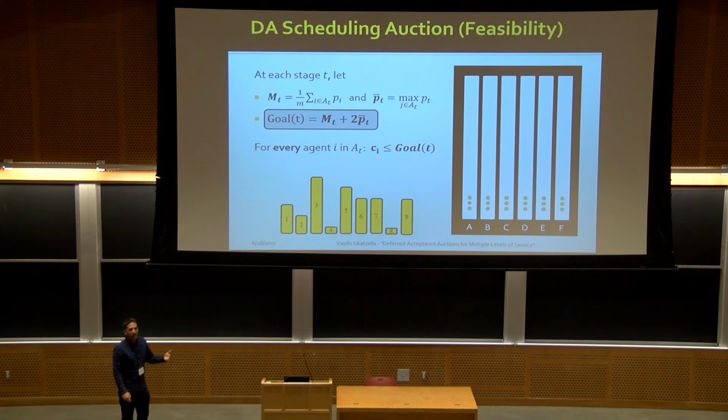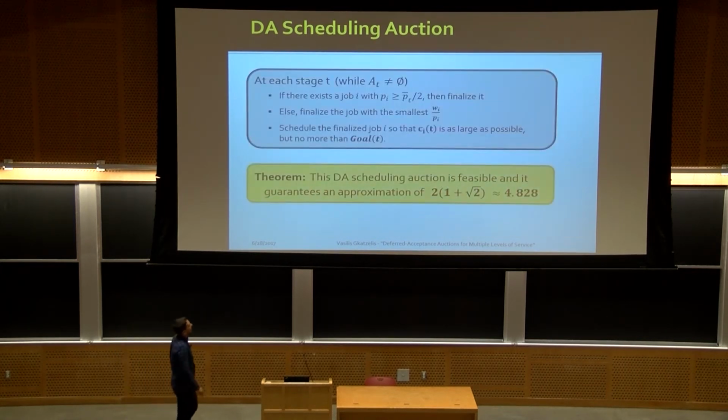Proving the approximation factor is easy. Proving the feasibility was actually pretty tricky. The fact that you can keep going downwards, just updating this at every stage and making sure that this will remain feasible. And what we get is a 4.8 approximation, which is kind of interesting. So using this much more interesting ascending auction implementation, you can do scheduling with a small constant factor approximation.